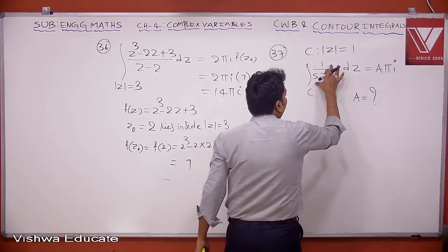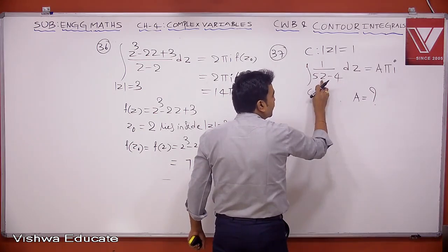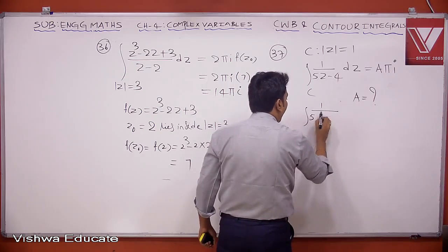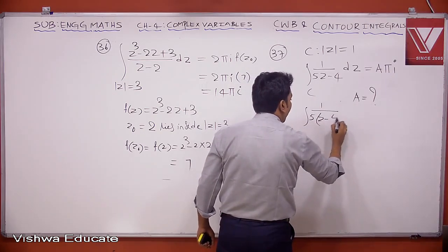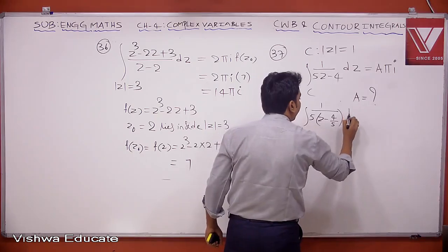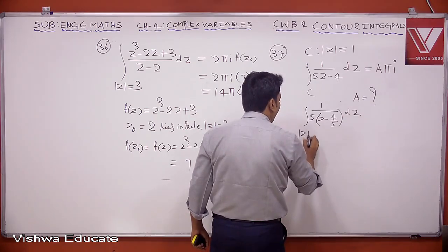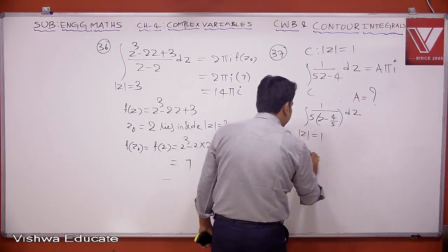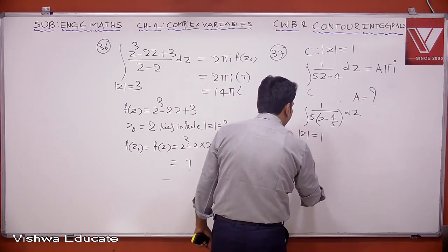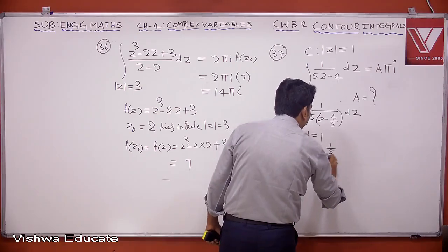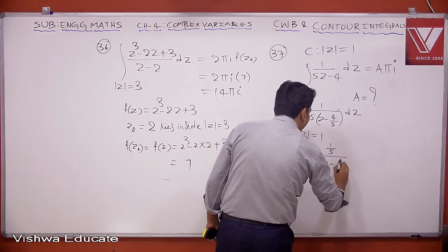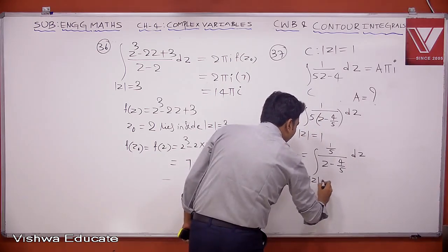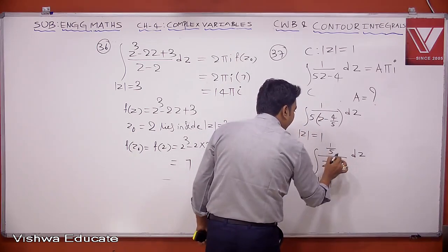Now this must be in the form integral f of z by z minus z naught. Now let us see, this is 1 by 5 into, you take 5 common, 1 by 5 into z minus 4 by 5 dz over mod z equal to 1. So this is equal to 1 by 5 divided by z minus 4 by 5 dz over mod z equal to 1. Now this is f of z.